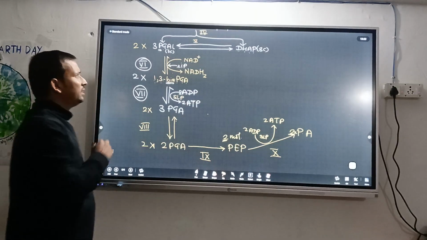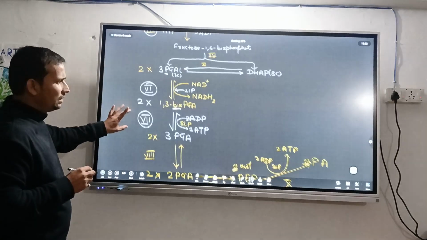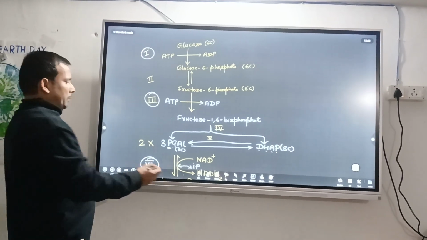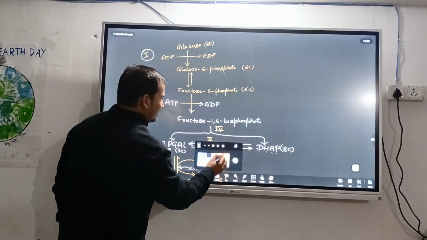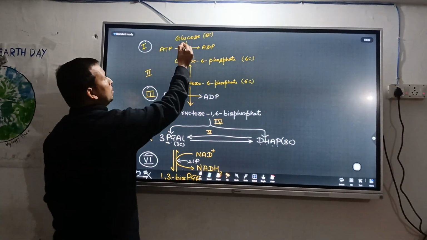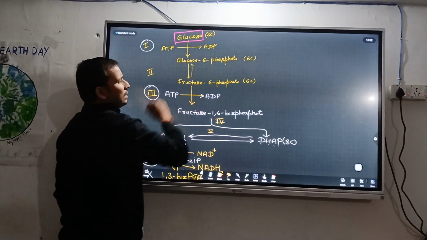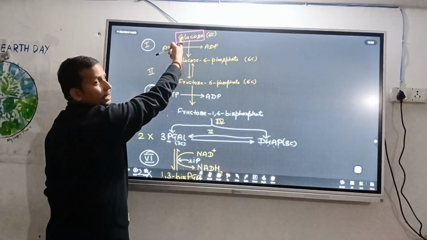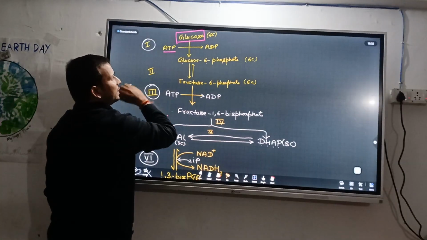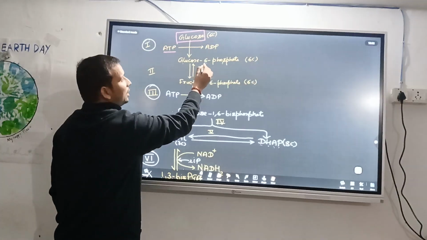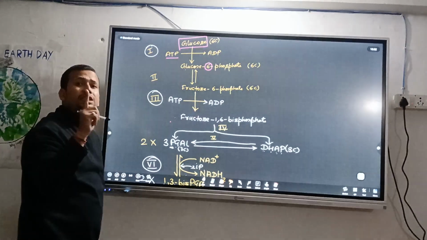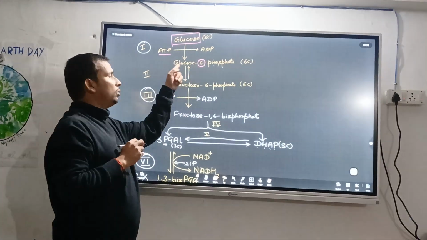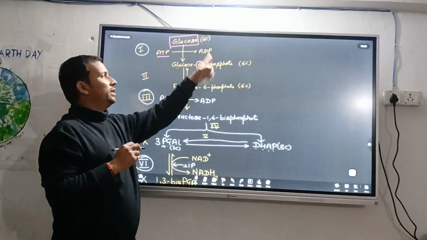So student, you will see here the total steps I discussed. One more time I will summarize. Let's see the final. What I discussed here: glucose, which is 6 carbon, is converted into glucose 6 phosphate. Glucose doesn't have any phosphate, but with the breakdown of ATP, phosphate is released and placed on the 6th carbon. That's why it is written glucose 6 phosphate.